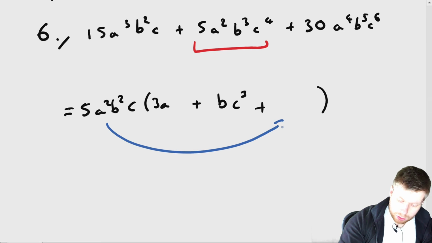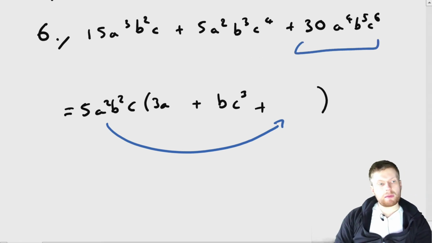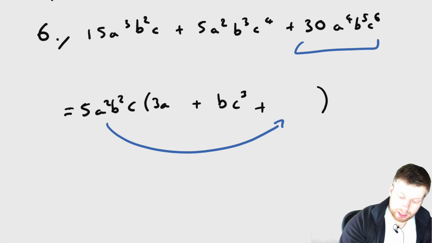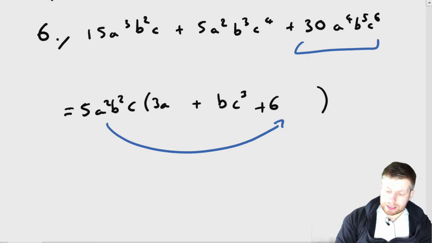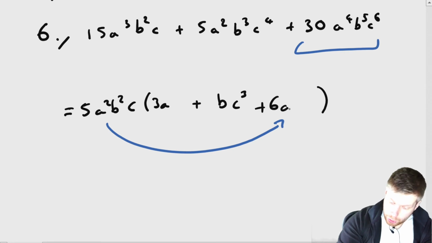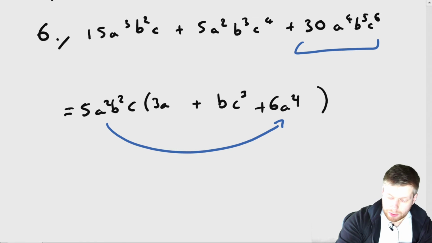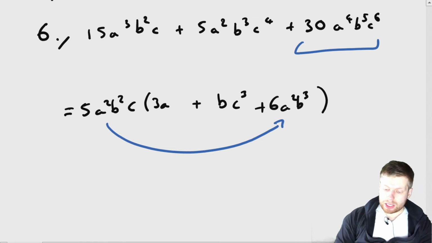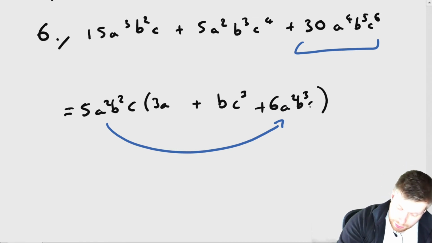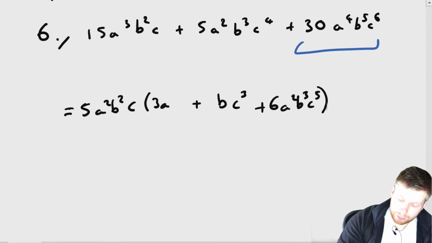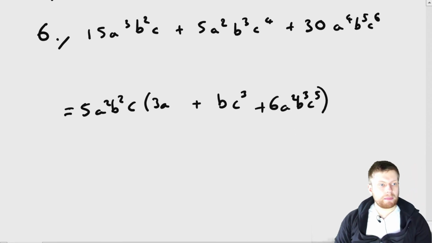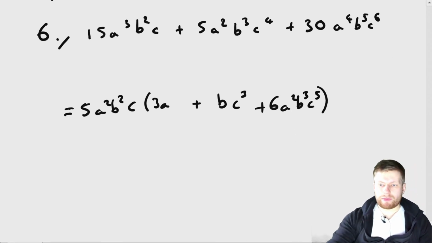So we've got this multiplied by the thing in the last position has got to give me this. So 5 times what gives me 30? Well, that's going to give me 6. a squared times what is going to give me a to the power 4? That's going to give me a to the power of 2. b squared times what gives me b to the power 5? That's going to be b cubed. And c times what gives me c to the power 6? That's going to be c to the power of 5. Okay, so there we go, that would be it fully factorized.